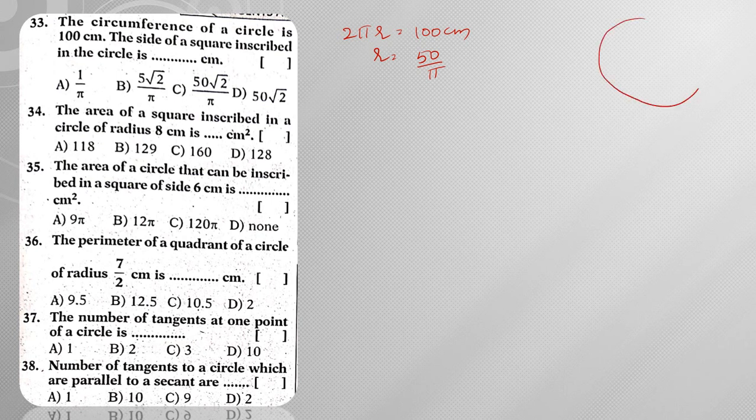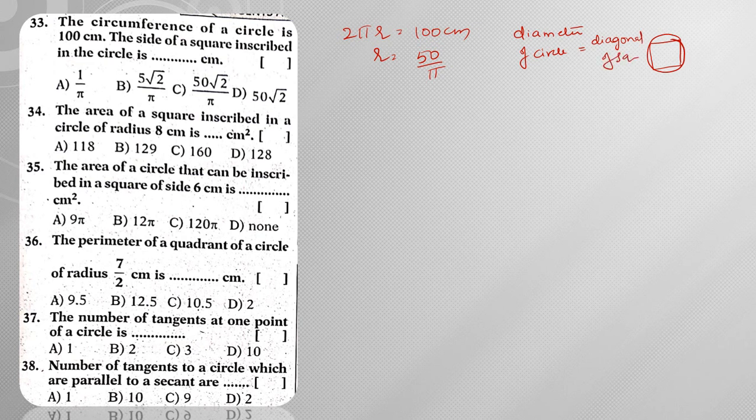So inside a circle, a square is inscribed. So this is a square, and this square is inscribed inside a circle. Then what we can say is, the diameter of the circle is equal to the diagonal of the square. From the figure, you can clearly observe that the diameter of the circle is equal to the diagonal of the square.